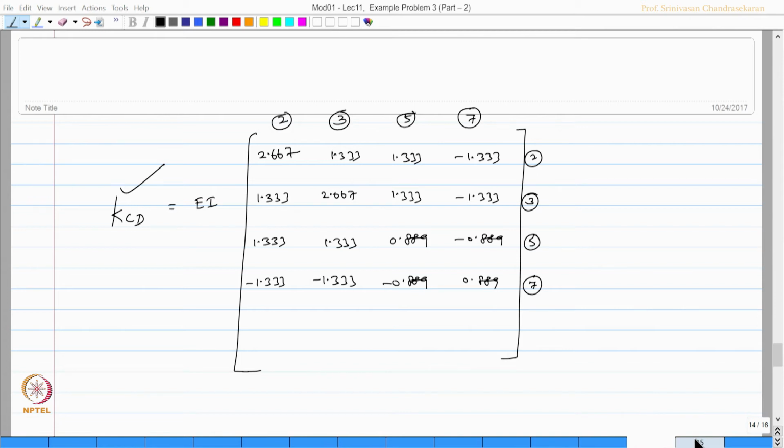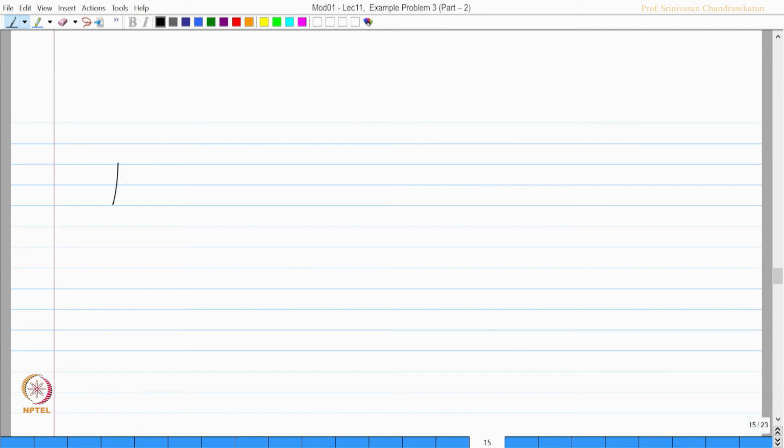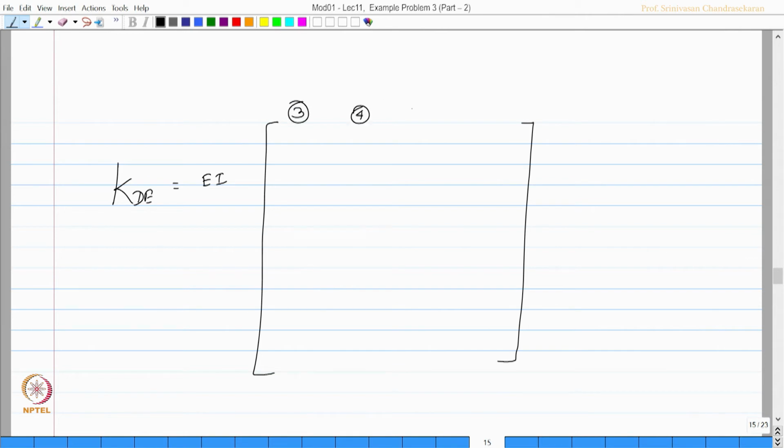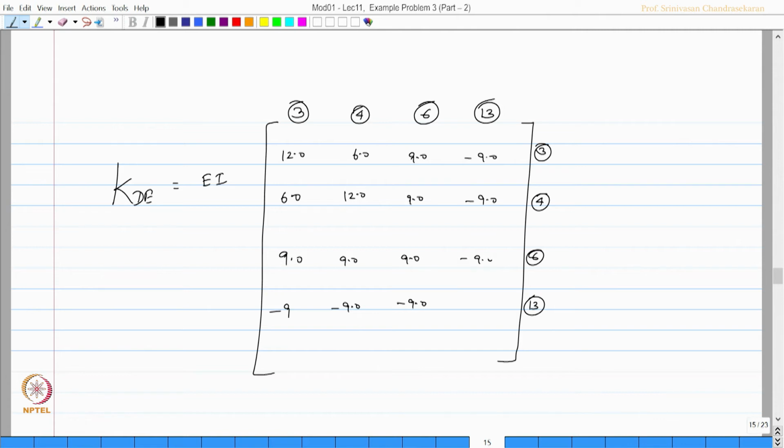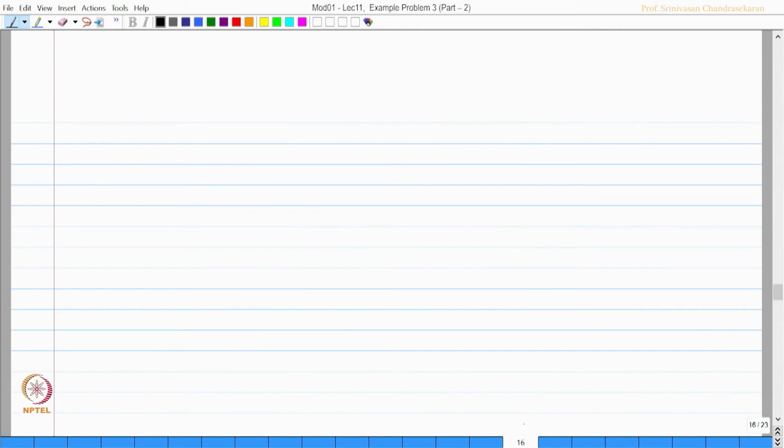Let us now do KDE, which is again EI times of. If you look at the labels of DE, they are going to be 3, 4, 6 and 13. The values are going to be 12, 6, 9 and minus 9. I get KDE. Let us do for the last span KEF, which is also going to be EI times of.